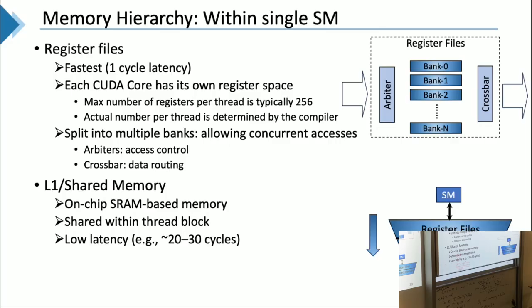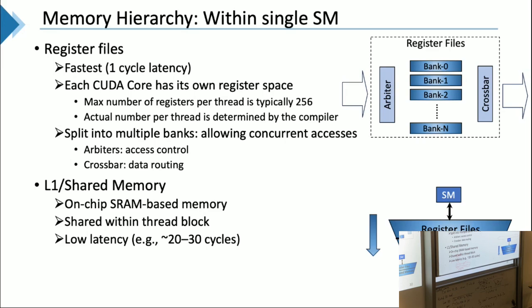There's a convention in CUDA programming. Each CUDA core has its own register space, and the maximum number of registers per thread is typically 256. During our lab session, you will need this information to optimize your kernel design. As I said, these register files are split into multiple memory banks, and you have the arbiters and crossbar to do the memory control and data routing.